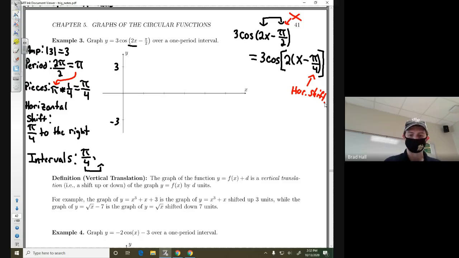So to figure out the next one, pi over 4, let me raise this up a little bit. I want a little bit of space so I can say plus pi over 4. Because remember, these pi over 4s that I'm denoting here are different. One of the pi over 4s is the shift, and the other one is the pieces. These are two different values that happen to be the same. So what's pi over 4 plus pi over 4? Pi over 2.